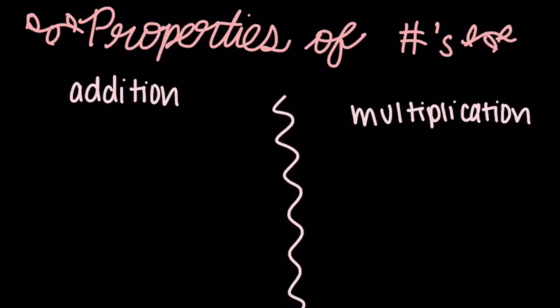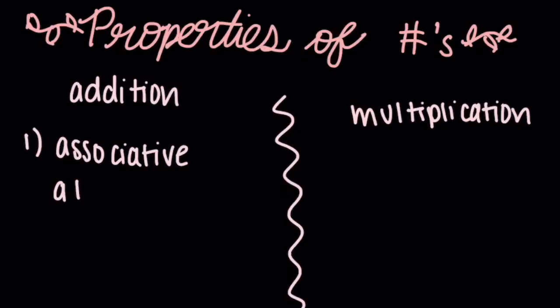There are 3 main properties of addition and 4 main properties of multiplication. The first one we will discuss is the associative property. This property tells you that there can be any groupings of numbers with the final answer still being correct. In addition, you can say that a plus the quantity of b plus c is equal to the quantity of a plus b plus c.